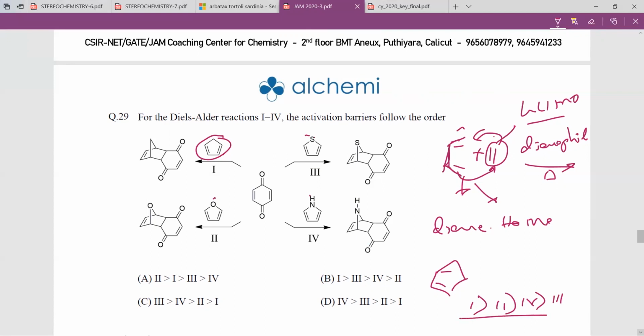Okay. So the activation barrier will be just opposite to this one. This is the reactivity order I gave. So the activation barrier will be in just reverse order because the reactivity will be inversely proportional to the activation barrier. Okay. So the answer will be 3, 4, 2, 1. Option C is the right answer.